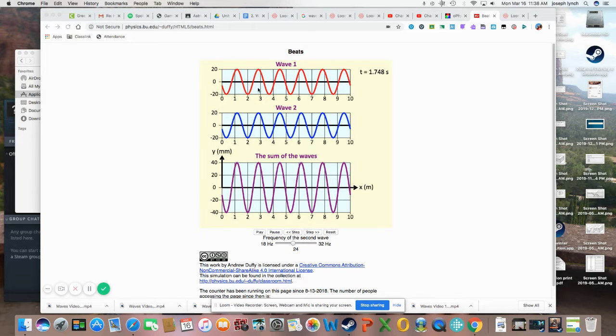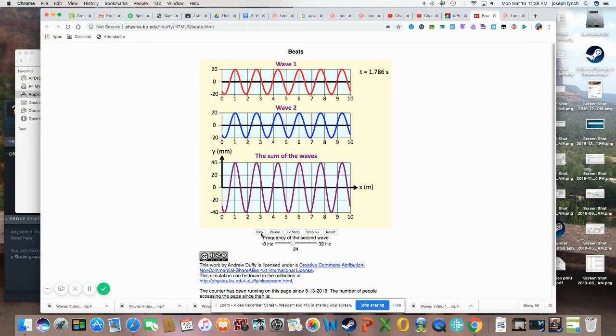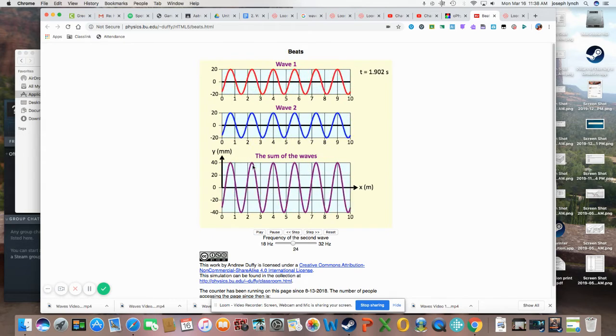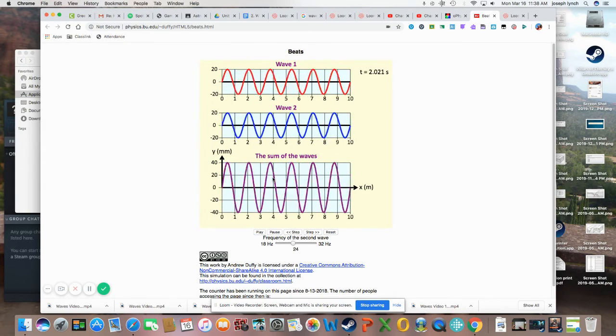Because they're in phase, these two are at a crest at the same time, so I'm going to build a really big crest. And here I have two troughs at the same time, so I get a really big trough. So this is constructive interference. And since they have the same frequency, they're going to stay in phase. If I hit play here, you're going to see that the amplitude always stays high over here.